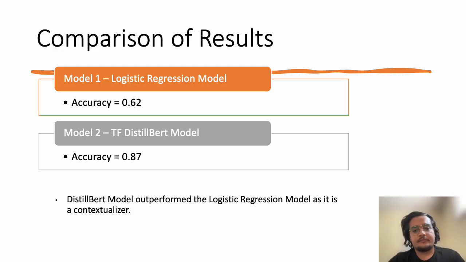This slide shows the comparison of results. As you can see on the screen, we have the accuracy for both of the models. Logistic regression has an accuracy of 0.62, while the DistilBERT model has an accuracy of 0.87. The DistilBERT model seems to have better accuracy than the logistic regression model, and the main reason for this is that DistilBERT is a contextualizer, meaning obtained from the sequence of words in a sentence is somewhat preserved.